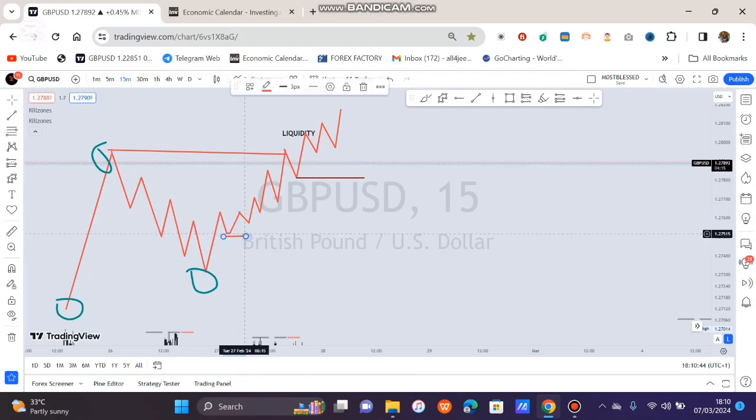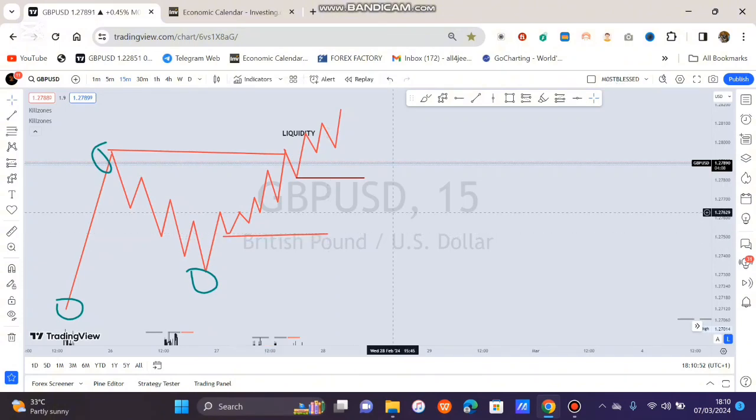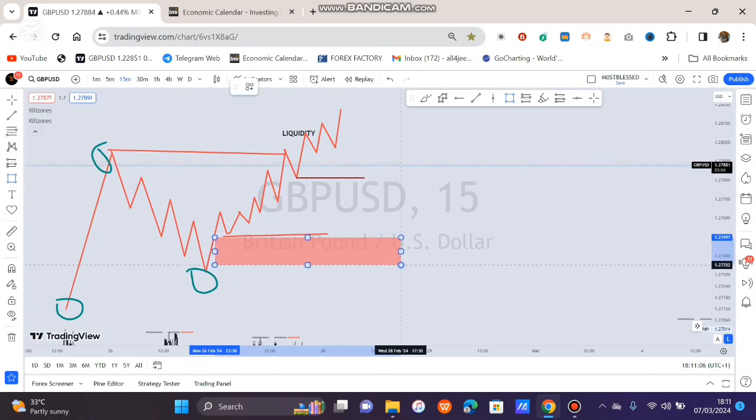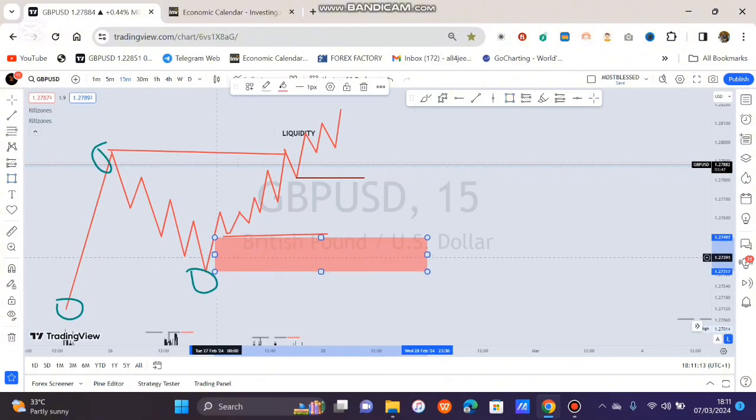So the primary inducement is the first high after a break of structure. After the major break of structure, the first high is the secondary inducement. Inducement is what separates levels. Now this is the primary zone. It is at the inducement that the market will come and induce, and it is after the inducement that the market will continue.